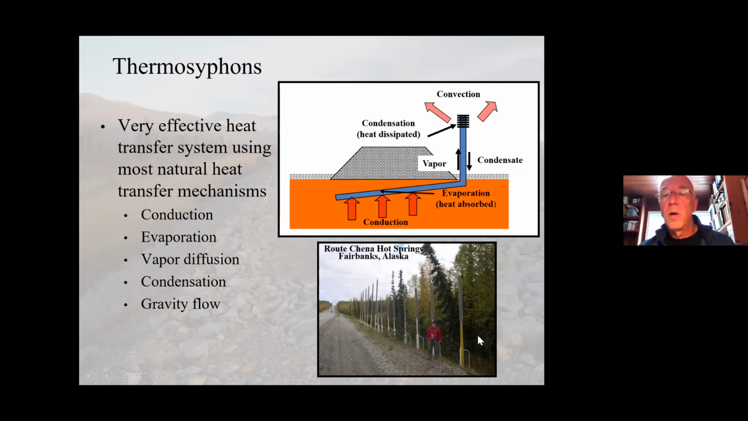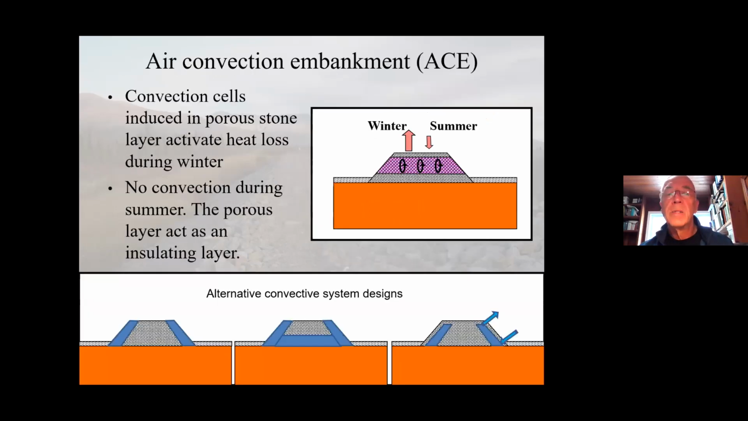You can see here thermal siphons installed on the China Spring Road in Fairbanks, and recently those systems were installed at Dry Creek near the Alaska Highway in Yukon.